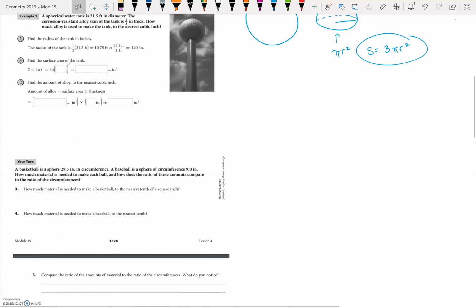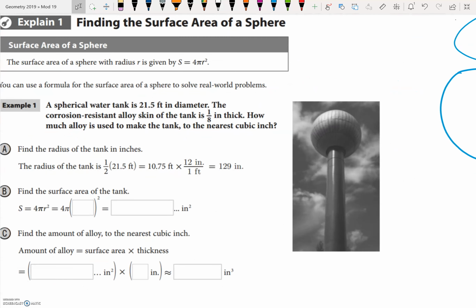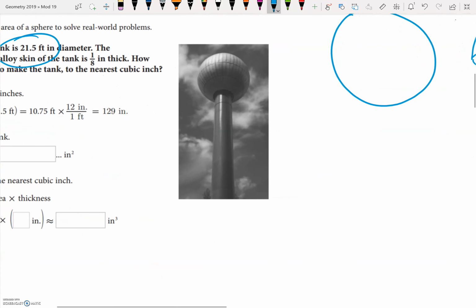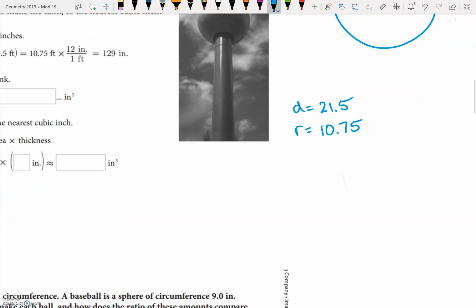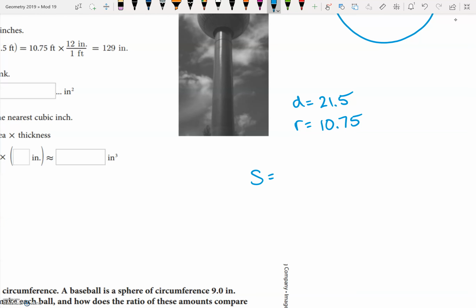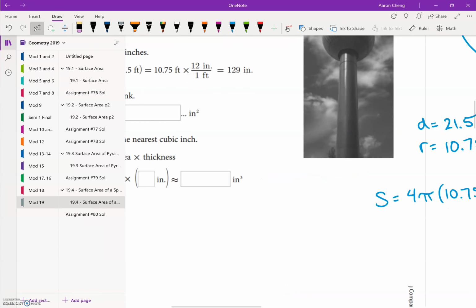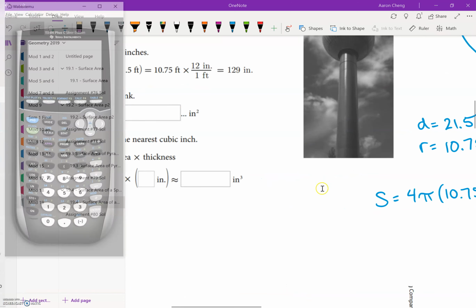We'll just skip this one. Oh, whatever, we'll do this one. Okay. So it says the spherical water tank is 21.5 feet in diameter. So the diameter is 21.5, which means that the radius is 10.75. Yeah, I think that's right. So we're going to plug that into our surface area formula, which is 4 pi r squared. And I was not prepared, so let me get a calculator out here.